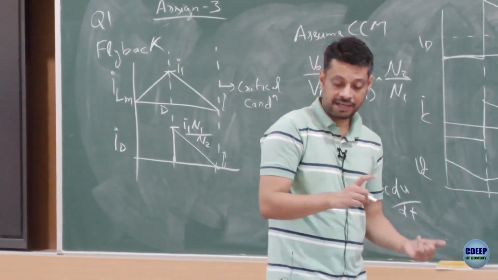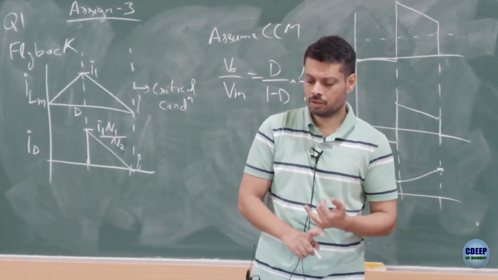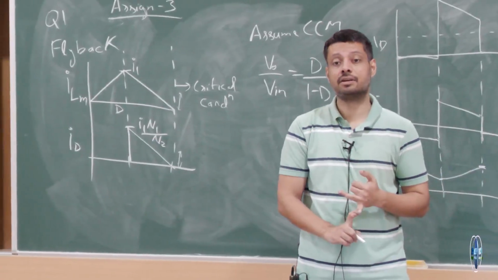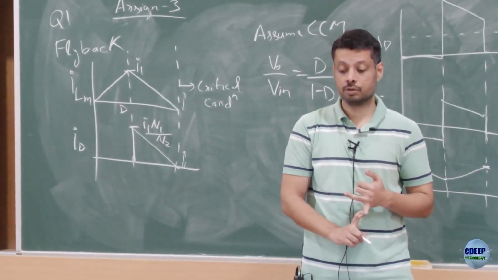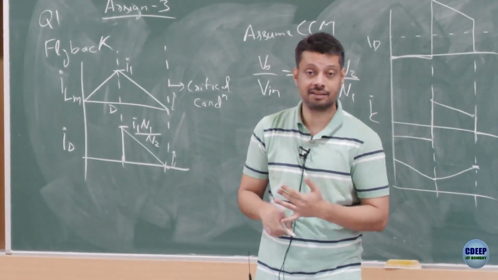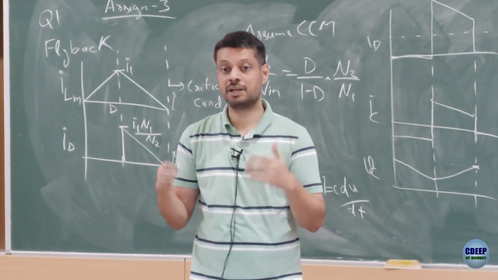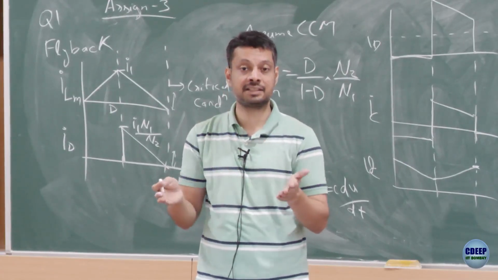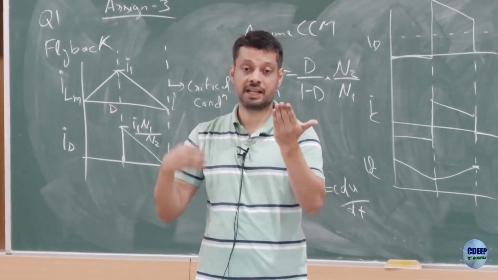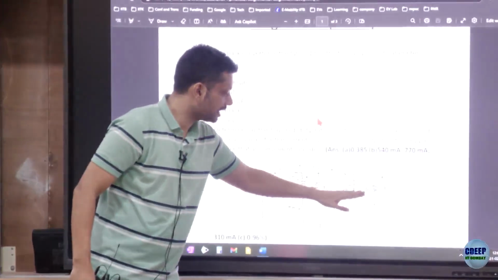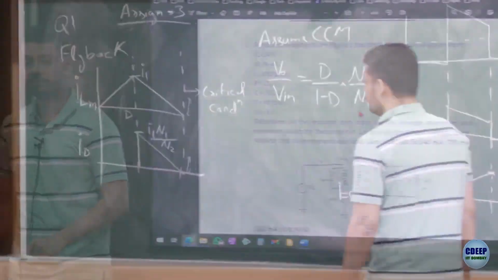Average value of ID in flyback. Your question is, will it be same as average value of load current? Yeah, all the time it has to be same if your circuit is operating in steady state. During transient it will not be same, but if your circuit is in steady state, that means the average current absorbed by the capacitor is 0. So the average current of the diode must be equal to the average current in the load resistance, right? Because the average current in the capacitor is 0.